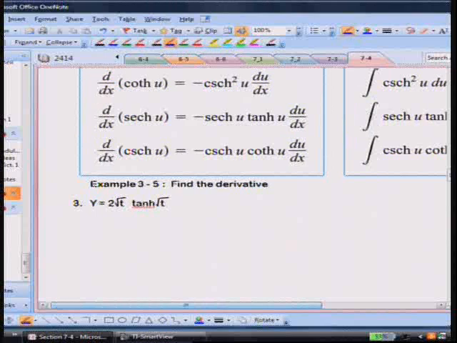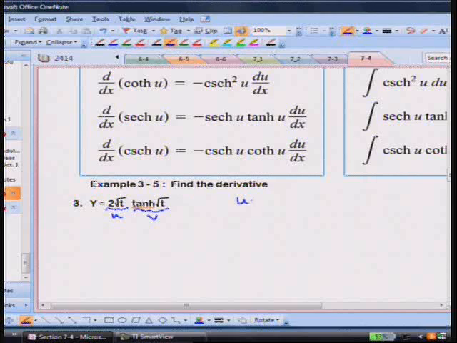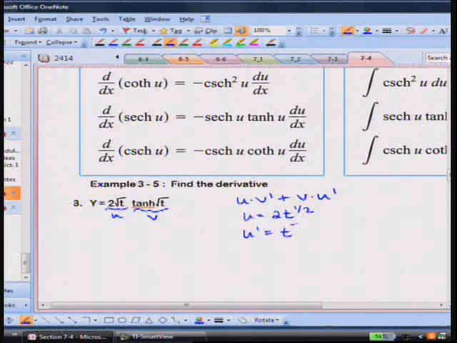Gosh, we're good at this stuff, right? Because all this is stuff you already know. You already know how to use the chain rule, or in this case, the product rule and the chain rule. So you're going to knock this baby out. This is your U and this is your V, right? And remember the product rule is U times V prime plus V times U prime. So if U is equal to 2t to the 1/2, then U prime is equal to t to the 1/2 minus 1, which is negative 1/2, or 1 over the square root of t.